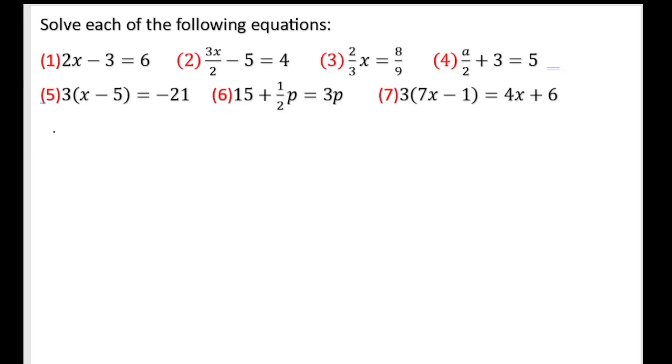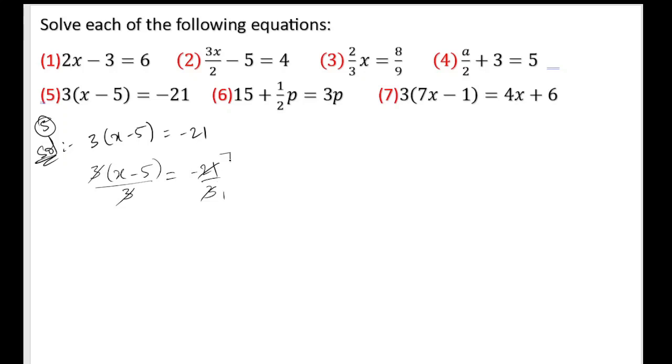Let us start the fifth problem. In the solution, we will write it again. 3 into x minus 5 is equals to minus 21. So this is 3 into, which means it is in multiplication. To remove this 3, we need to divide by 3 on both sides. So 3 into x minus 5 by 3 is equals to minus 21 by 3. 3 ones are 3, 3 sevens are 21. So x minus 5 is equals to minus 7.